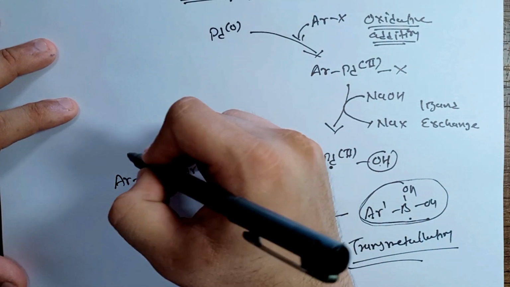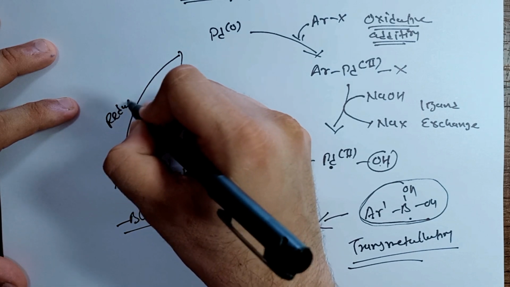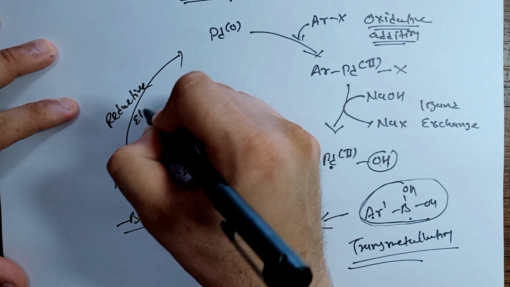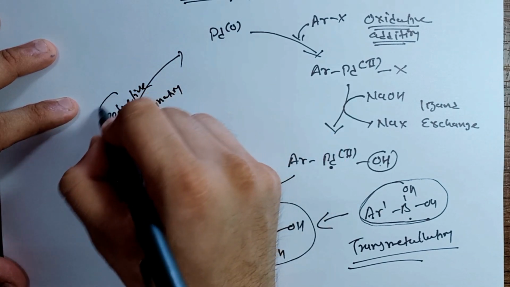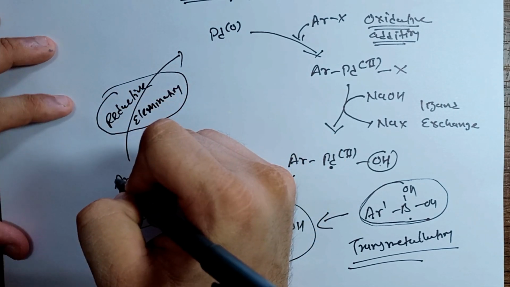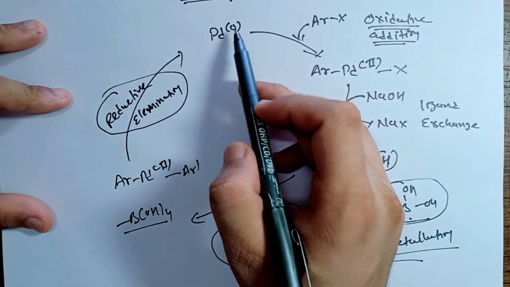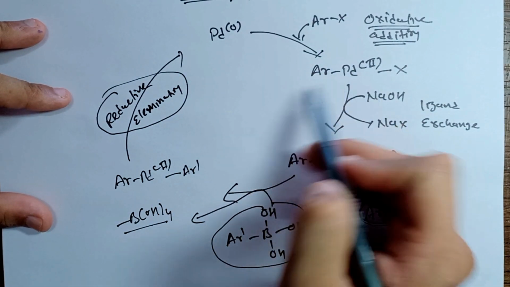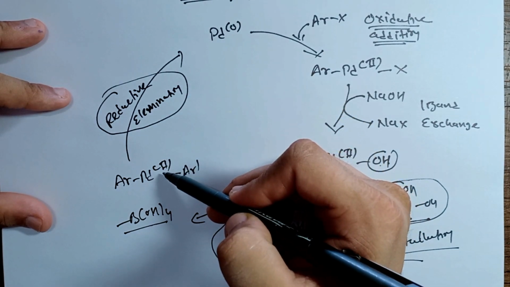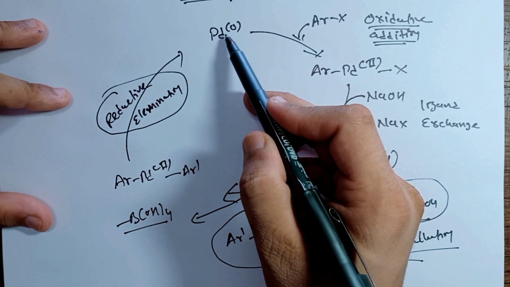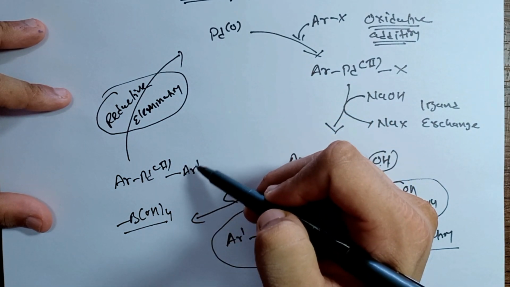Now in the next step, reductive elimination is going to take place. What do you mean by reductive elimination? Reductive elimination is just the opposite of the oxidative addition reaction. In oxidative addition, you are increasing the oxidation state. In reductive elimination, you decrease the oxidation state. Now this palladium(II) is converted to the palladium(0) oxidation state, and this Ar and Ar' will be attached over here.